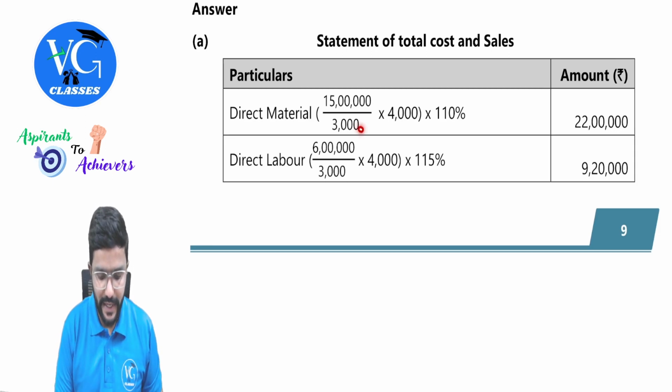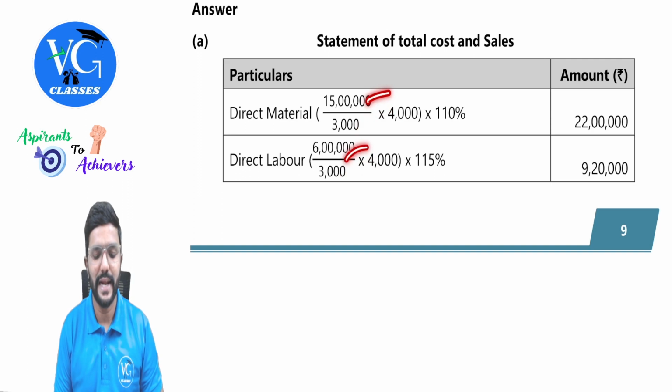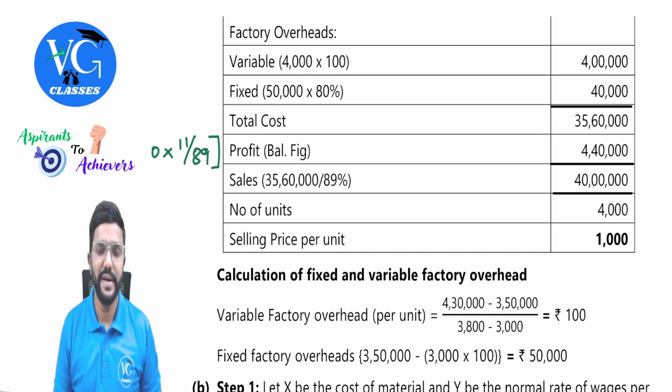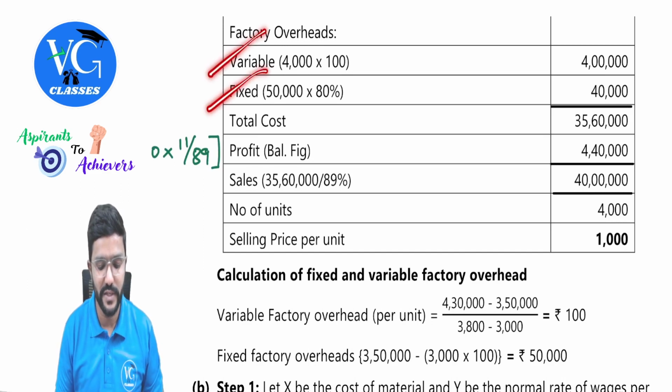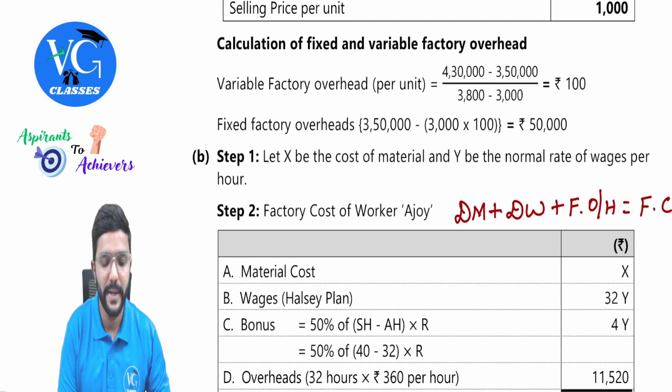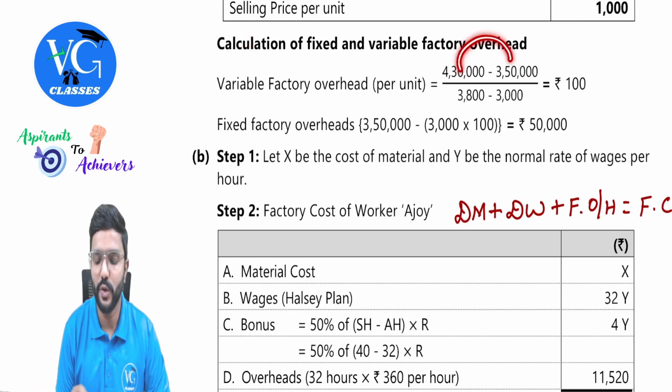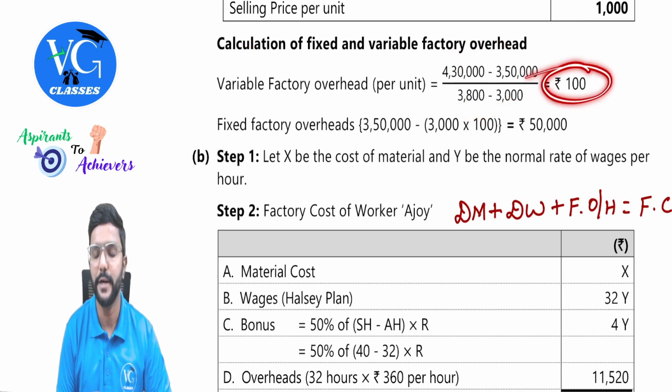Fine. So here they have taken 3,000, 3,000 and these figures are actually for April. April data they have taken. Next, coming to factory overheads, we need to find out what is variable portion, what is fixed portion. So they have given the working here. Variable factory overhead per unit is change in total cost divided by change in output, guys. So that is nothing but 80,000 divided by 800. We will get 100 rupees per unit.